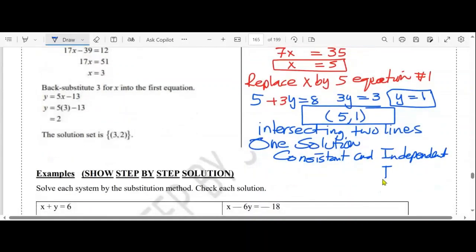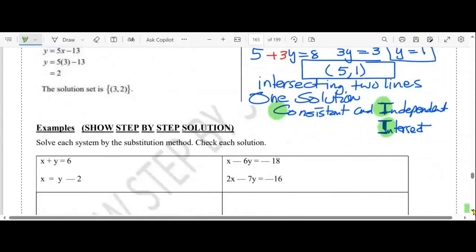You see the word intersect? If you see intersect, it starts with which letter? I. You remember it's independent, so the I goes with I. Now you have to figure out some way to remember that the C comes with it. Okay? All right, so we're done with this. Easy or hard?